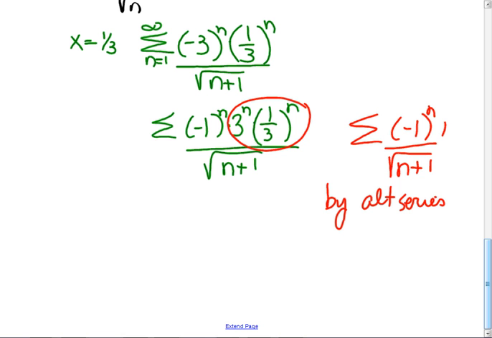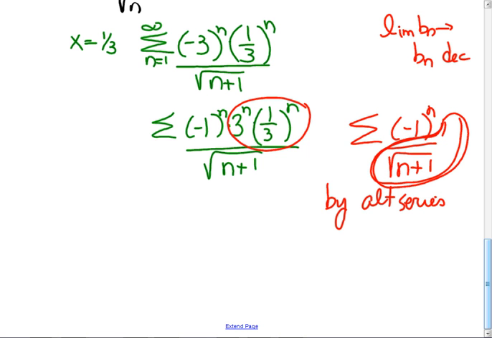Let me repeat the question because it's not going to be on the recording. Do alternating series always converge? They converge only when the limit of this sequence goes to 0 and this sequence, b sub n, is decreasing. And it's going to happen. It's just the way it's going to be.